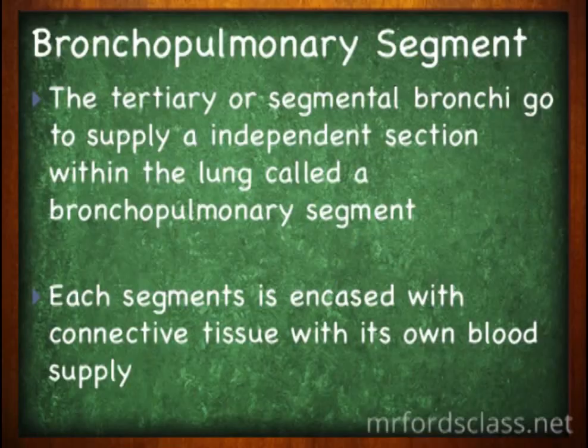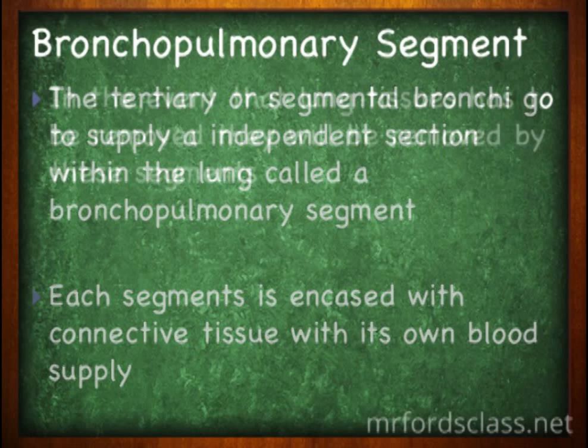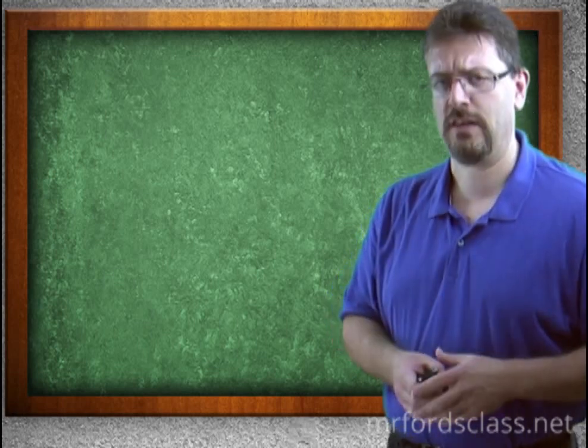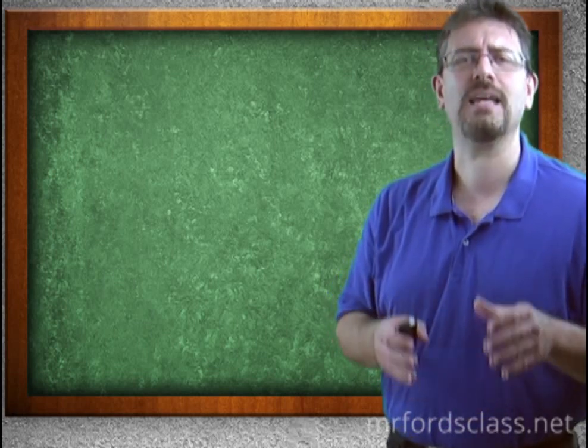So let's take a look at the official explanation. The tertiary or segmental bronchi go to supply an independent section within the lungs called the bronchopulmonary segment. Each segment is encased with connective tissue with its own blood supply. In the event the lung tissue has to be removed, it will be removed by these segments. In our next video, we're going to take a look at the lungs.